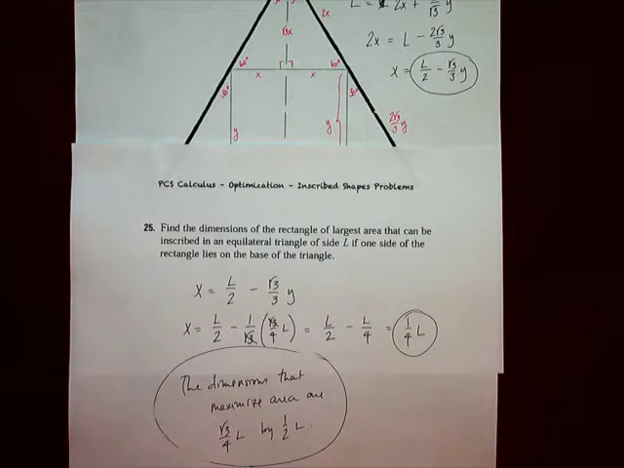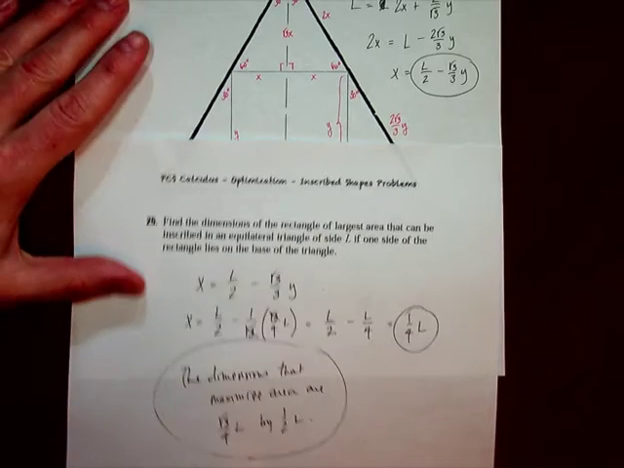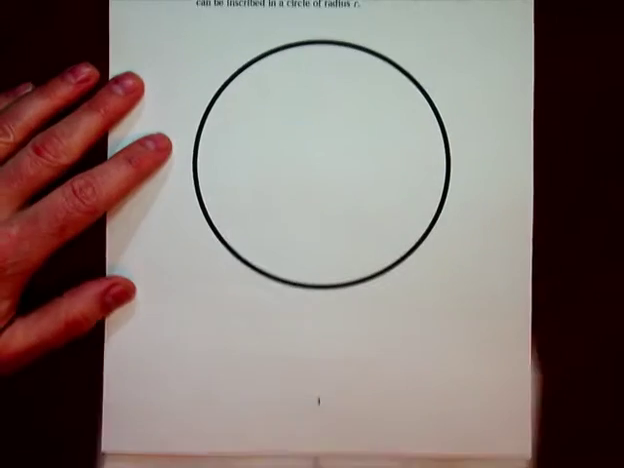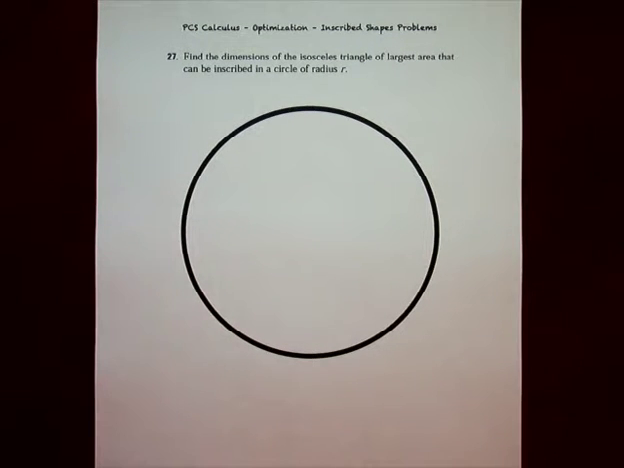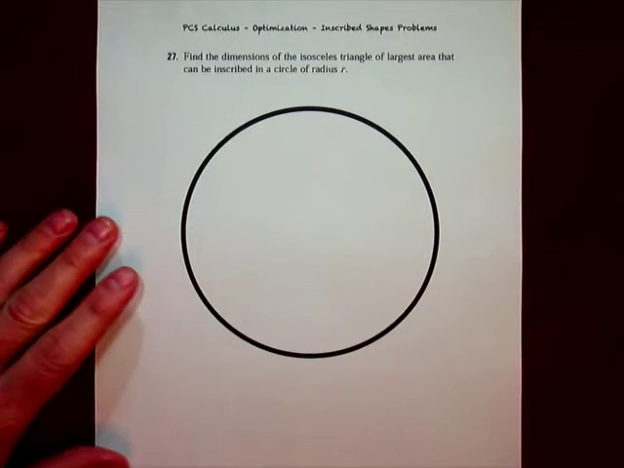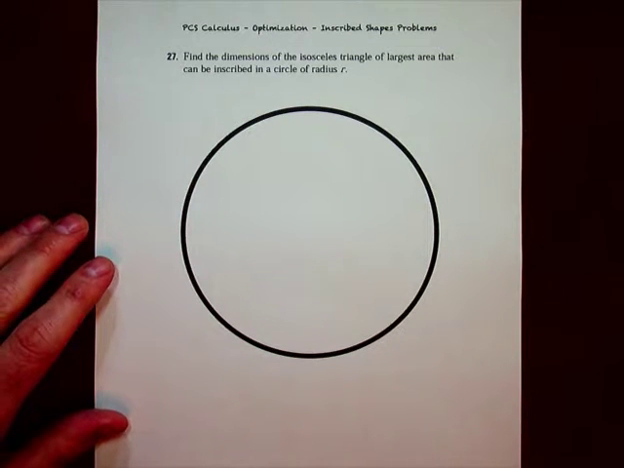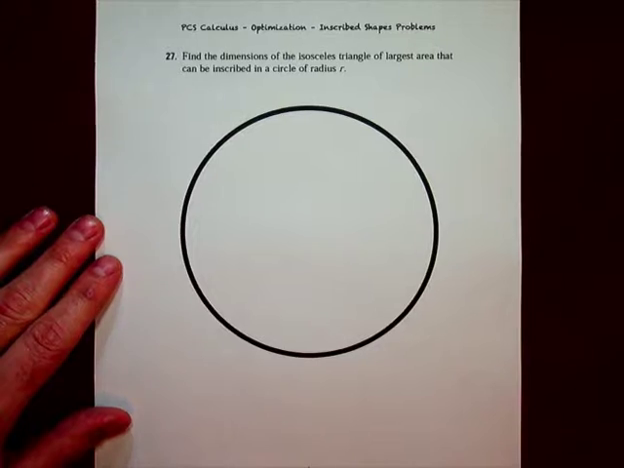Now the next one was a little trickier, okay, and actually could be done several different ways, but it winds up resulting in the same equation that winds up being differentiated anyway. Okay, so let's go ahead and read this. To find the dimensions of the isosceles triangle of largest area that can be inscribed.